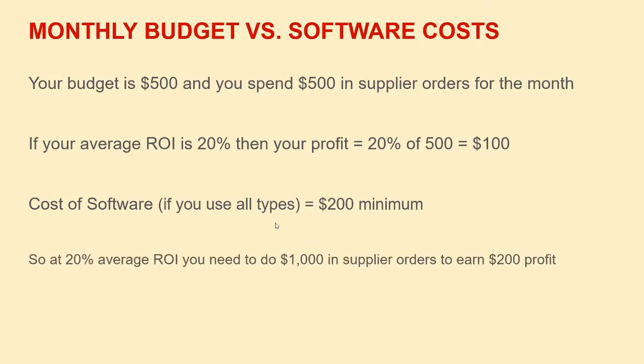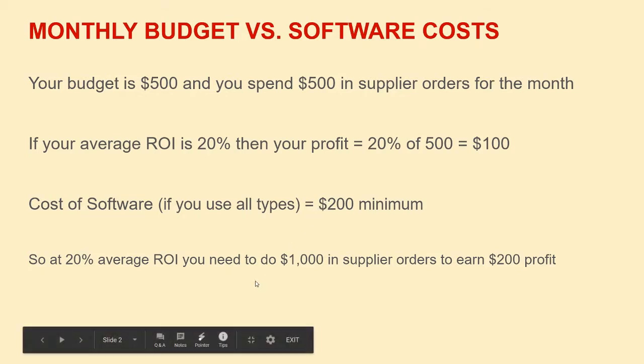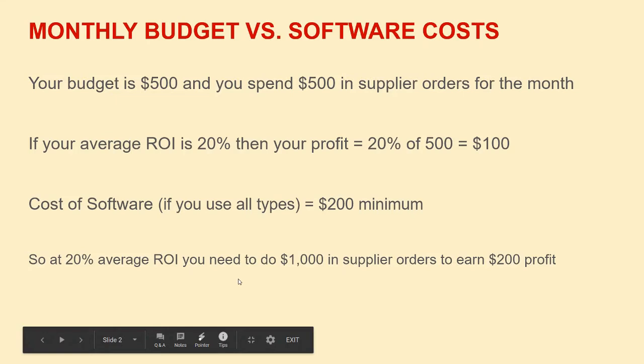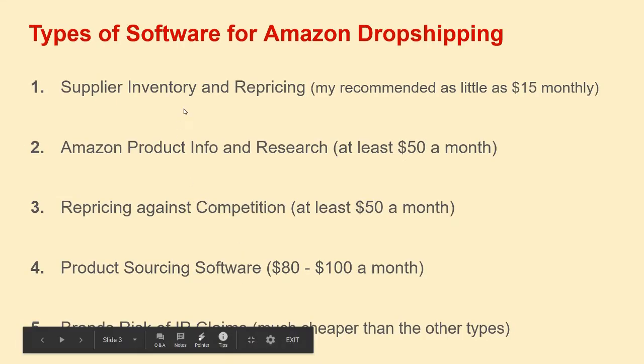So at a 20% average ROI, which is not a bad ROI for dropshipping, you need to do $1,000 in orders. So you would need to invest $1,000 in supply in order to earn $200 profit and to break even on the cost of software. And then you still have to pay, of course, your Amazon seller fee or any other cost that you might incur.